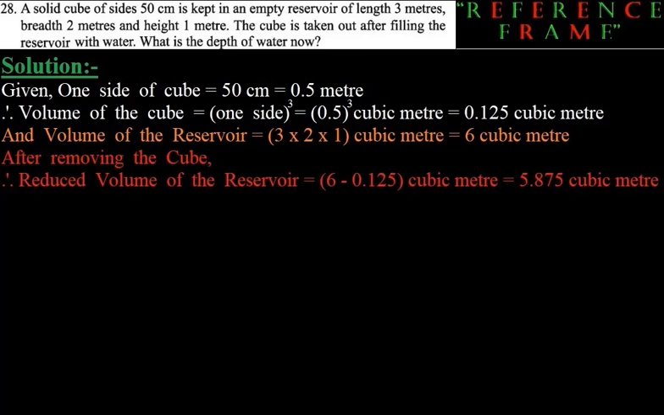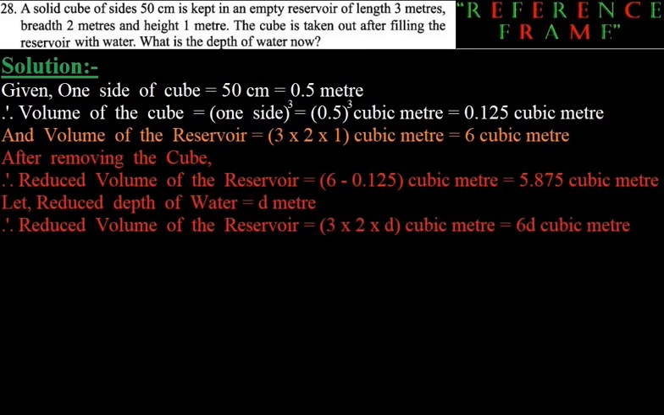So look what we are said in the question: the cube will be removed from the reservoir. So since the cube will be removed from the reservoir, 6 cubic meter is the volume of the reservoir when the cube is inside the reservoir. So in 6 cubic meter we also have the volume of the cube, which is 0.125. So when you're going to remove the cube, we're going to have the reduced volume of the reservoir with liquids. Okay, it's going to be 6 minus 0.125. That means the volume of the reservoir minus the volume of the removed cube, and we're going to have the new volume 5.875 cubic meter.